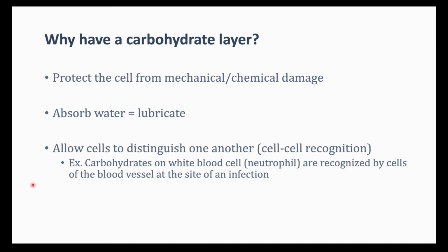Another example of where a carbohydrate layer plays an important role in cell function is during fertilization. For example, in sea urchin embryos, they have carbohydrates, an egg jelly is what it's called, outside of the egg. For sperm to bind, it has to recognize the specific carbohydrates surrounding that egg. And different species of urchins have different carbohydrate layers.